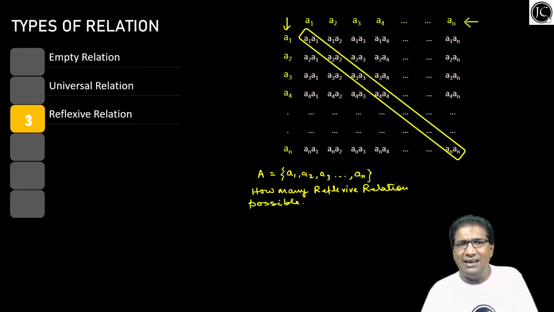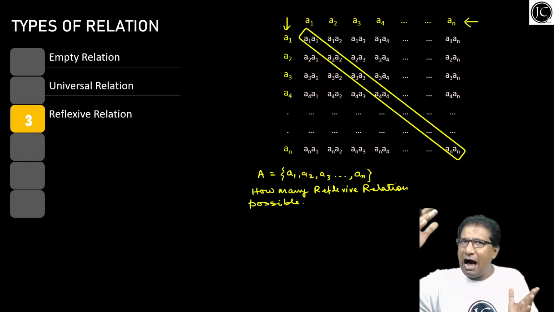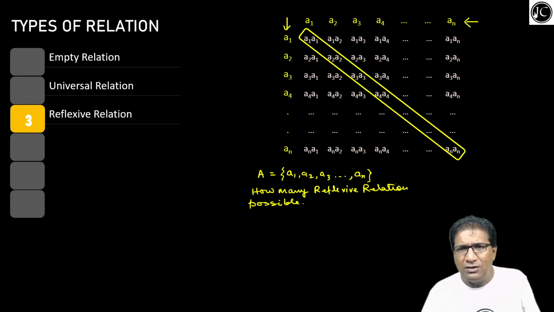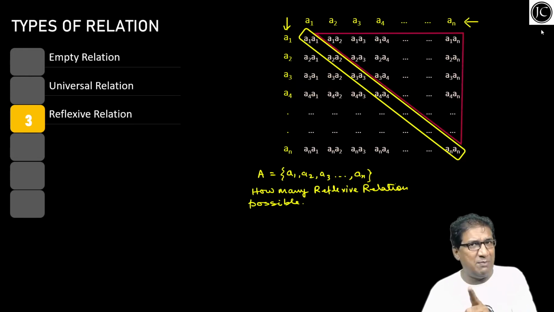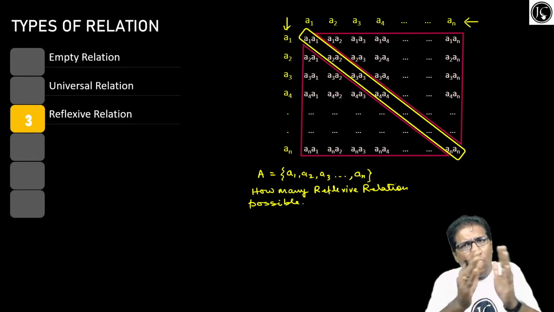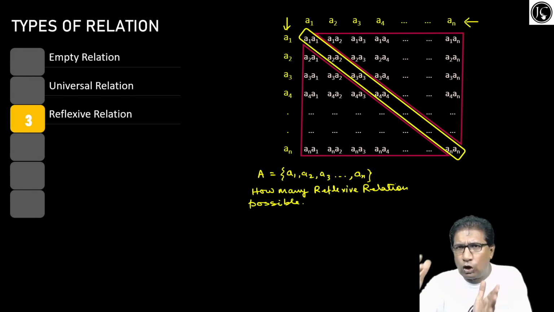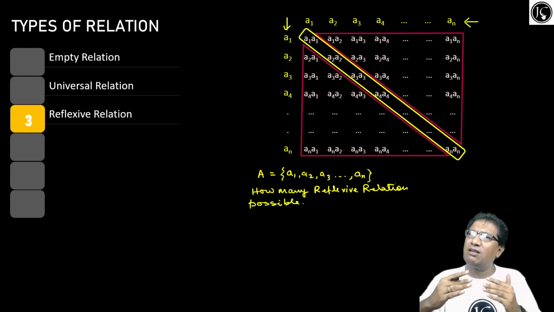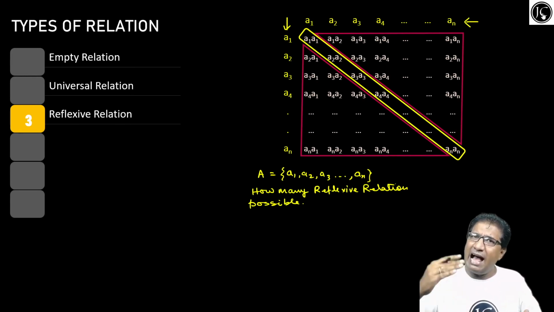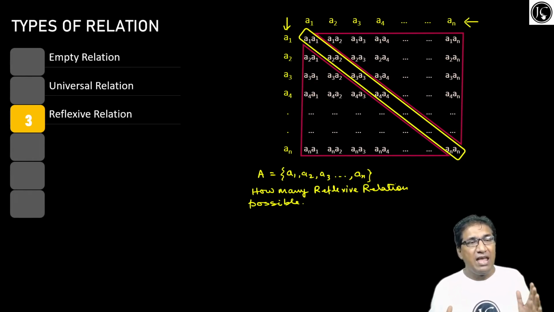And the non-diagonal elements are divided into 2 parts: one is the upper half, the other is the lower half. The upper half is the non-diagonal elements in the upper triangle, and the lower one is the non-diagonal elements in the lower triangle. So I have divided all those elements into 2 bigger groups: diagonal elements and non-diagonal elements. And the non-diagonal elements we divided into 2 parts, upper triangle and lower triangle. Is it clear? Now my question is, how many reflexive relations are possible?